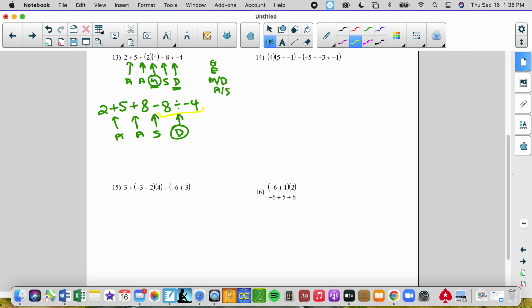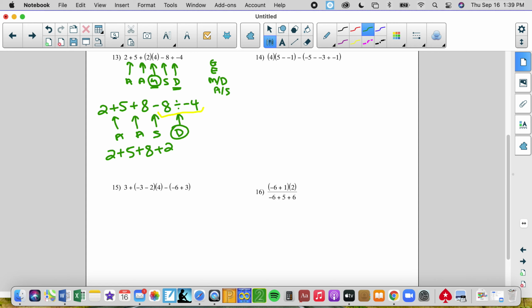Oh, but Mr. Mack, you told me that negative was a subtraction. It is. When you read it, it's subtraction. But it also is attached to the 8, so it needs to stay. That's a -8. So -8 divided by -4 is +2. So we get 2 plus 5 plus 8 plus 2.